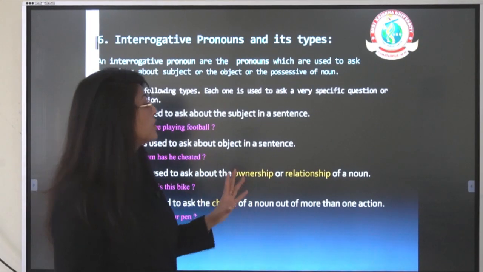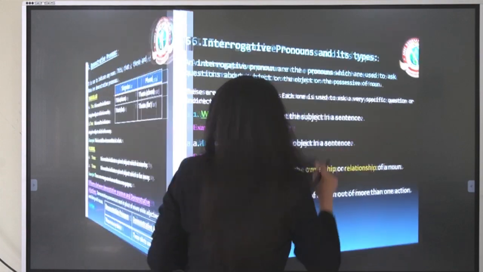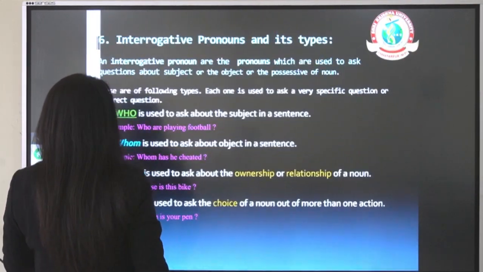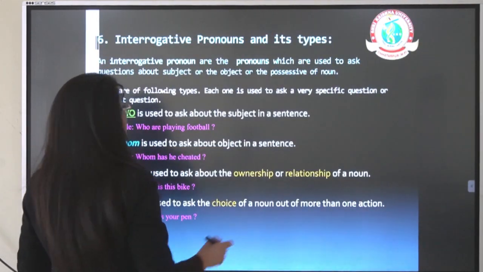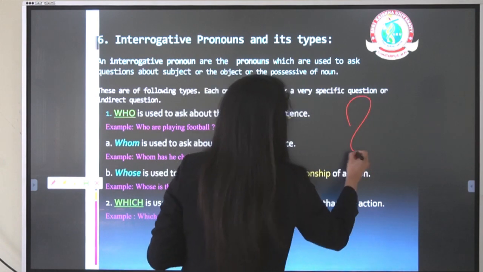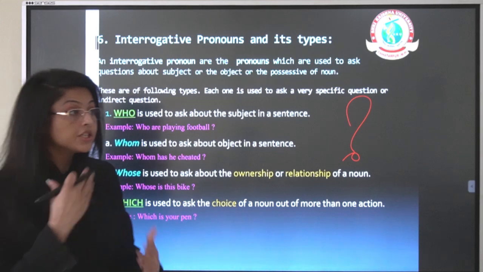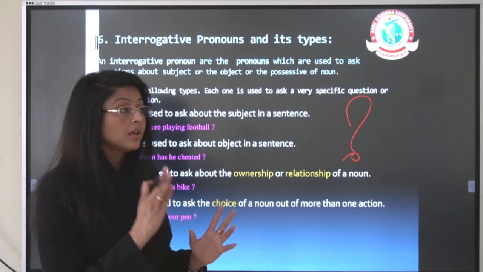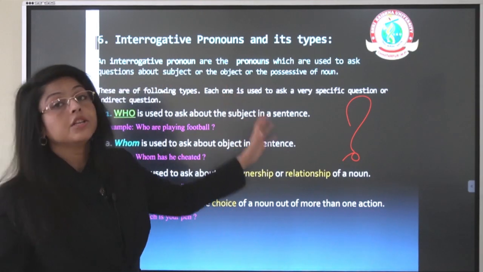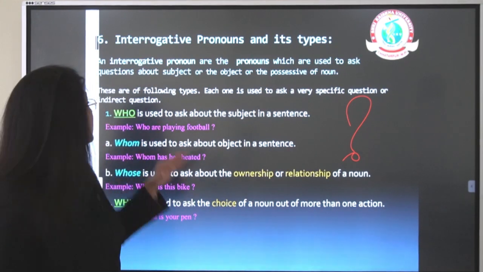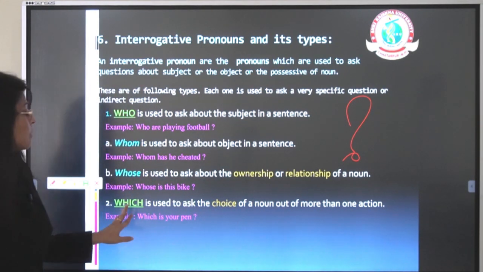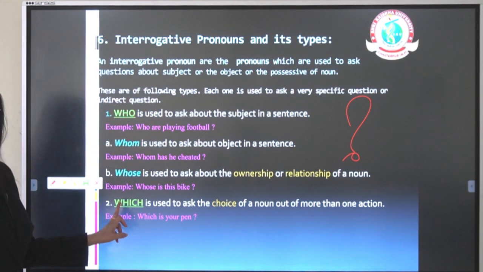Interrogative, as I told you, is very important, a big question mark. Whenever a question is being asked, whenever an interrogation is being made, it is an interrogative sentence. There are two ways. One, using the question words. These are the question words.